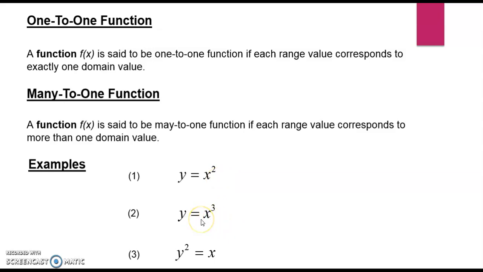Now the second function, which is y equals x cubed. This given function is a one-to-one function since the value of y, which is equal to 8, corresponds to exactly one value of x, which is 2. Let's discuss this third function. Oh, this is an equation. This is not a function. Why? Because two values of y correspond to one value of x. How can you get two different outputs when you are inserting the same input? So this is not a function.